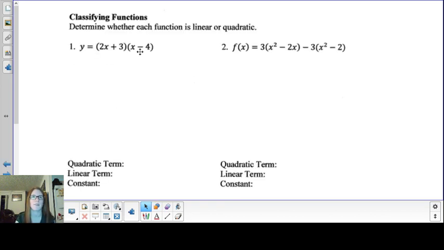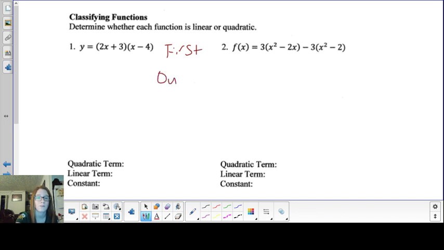So first things first, we have to determine if something's linear or quadratic. In order to do that, we have to simplify it. So in this first one, we're going to have to FOIL, which we have seen before. Remember, that's first, outside, inside, and last.